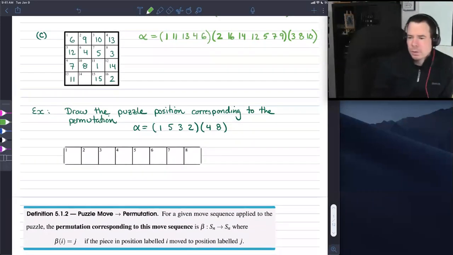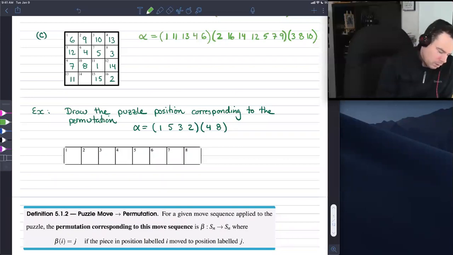We can do the other way as well. We can say, here's a permutation that's supposed to represent a position. Draw where the tiles are. So this has told me that tile 1 has gone to box 5. 1 has gone to 5.